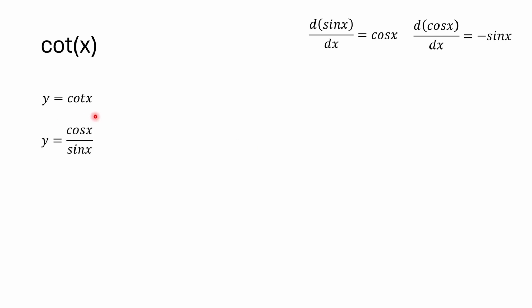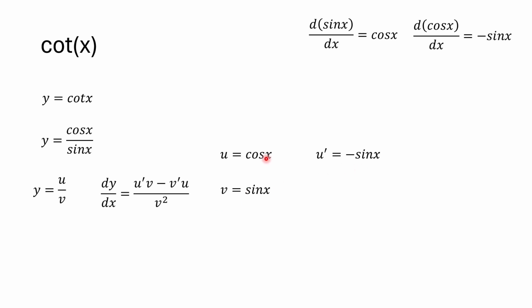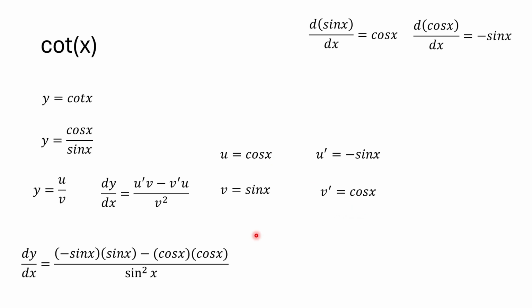So we can write cot x as cos x over sine x. And that is quite handy because we can then use quotient rule again, which is seeming to be our best friend now. And that's because we can say u is equal to cos x, v is equal to sine x, u prime is equal to minus sine x, and v prime is equal to cos x. And so this will produce this, minus sine x, minus cos x over sine squared x.